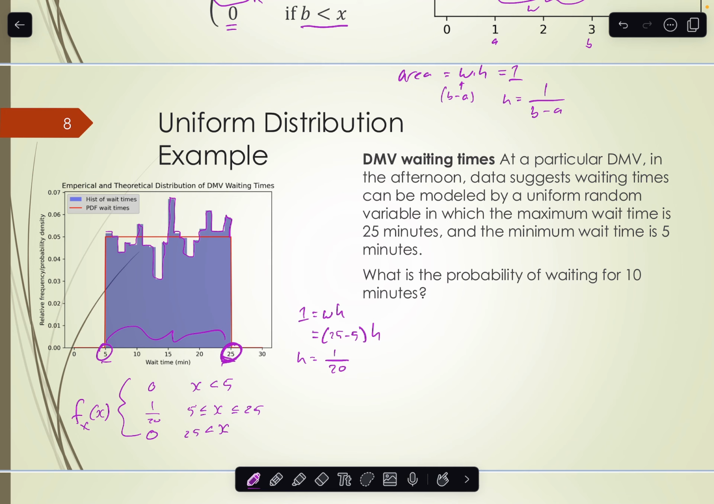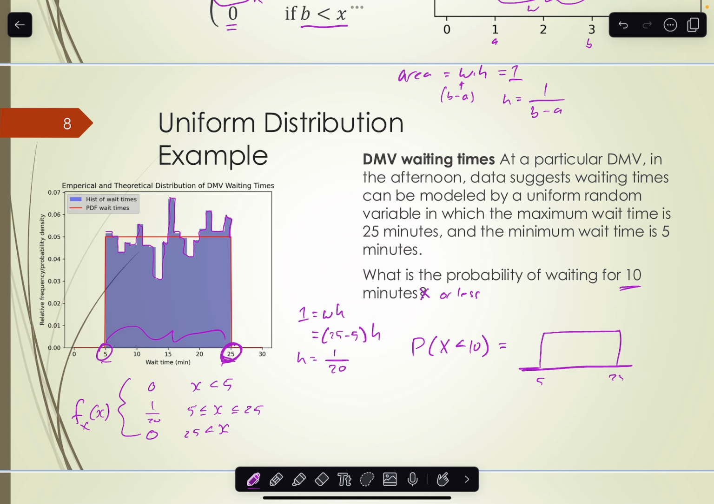So that is the probability density function of my random variable. Now, the question is, what is the probability of waiting for 10 minutes? I'm going to make a change here, say of 10 minutes or less. The probability of waiting for exactly 10 minutes is 0, but for 10 minutes or less, we're going to figure that one out. Okay, so remember that the probability is the area under our density curve. And so we are looking for the probability that x is less than 10.